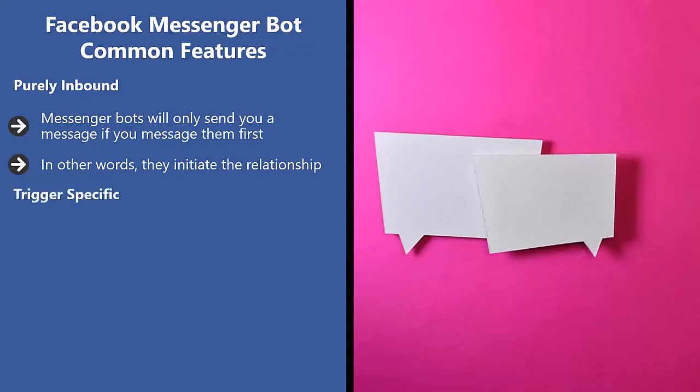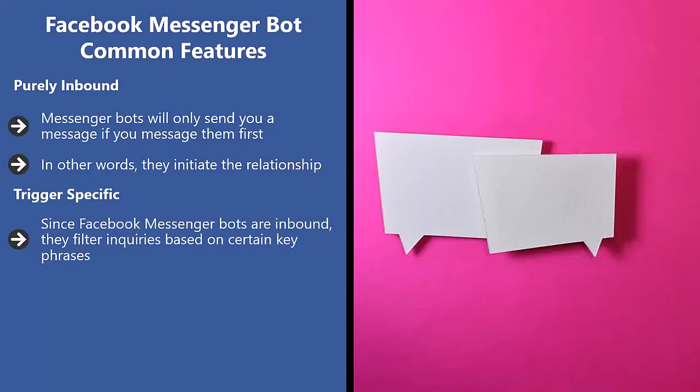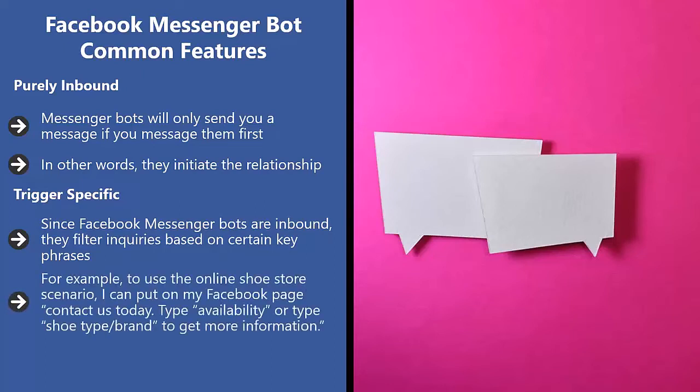Trigger specific. Since Facebook Messenger bots are inbound, they filter inquiries based on certain key phrases. In many cases, Facebook page operators would give a short menu of trigger words to potential customers engaging with their Facebook Messenger bot. For example, to use the online shoe store scenario, I can put on my Facebook page, "Contact us today," type availability, or type of shoe, type brand to get more information. Basically, I'm giving a cheat sheet to prospective buyers on how to use my Facebook Messenger bot.